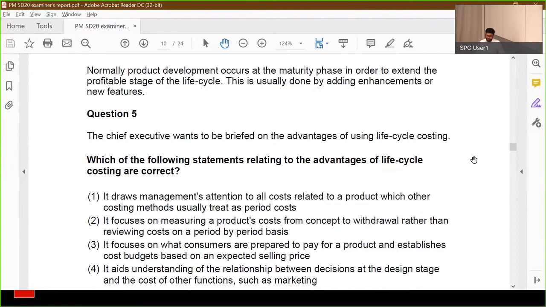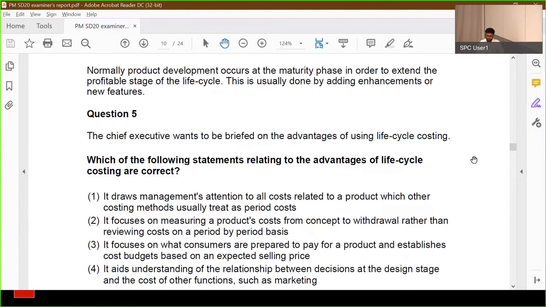Number 3, it focuses on what consumers are prepared to pay for a product and establishes cost budgets based on an expected selling price. Now, when you read this statement, somehow it gives you an impression of target costing, because in target costing, you first of all try to find out what should be the suggested price at which the customer would be ready to buy your product. So this statement favors more target costing instead of life cycle costing, hence we won't include it in our final option.